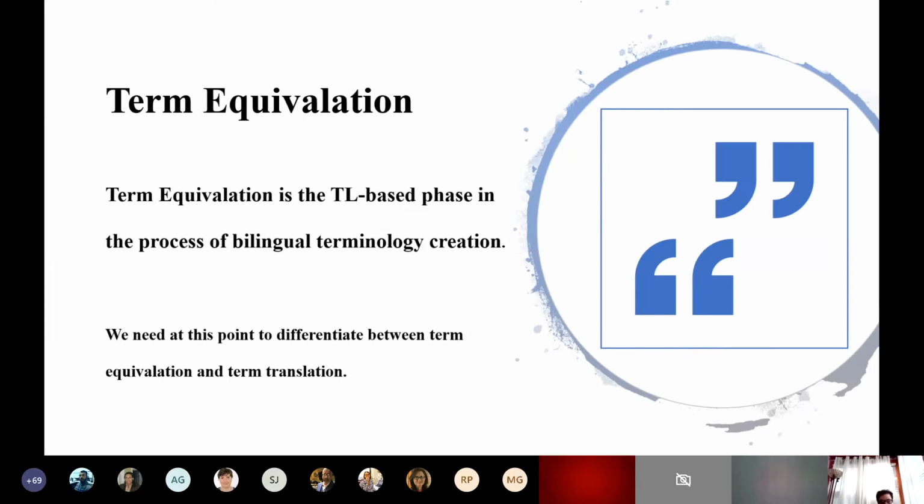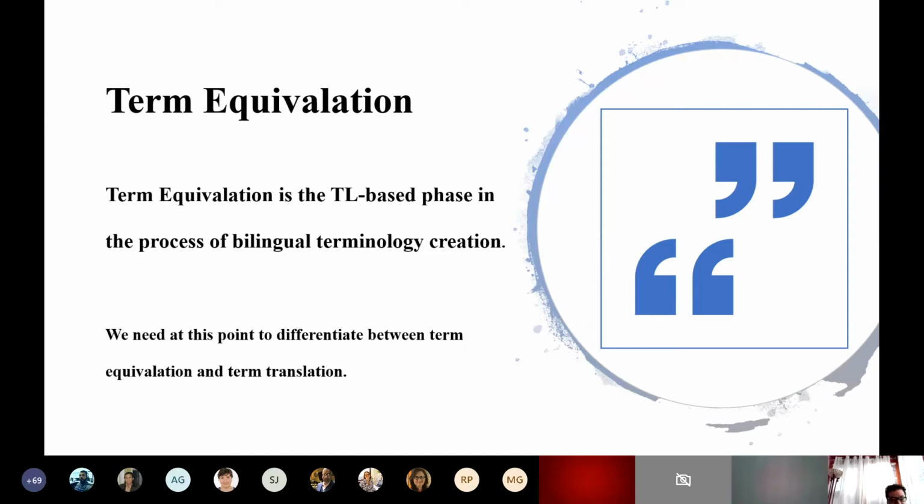Now we move to the second level, which is term equivalation. It is a target language-based phase in the process. But at this point, we need to differentiate between term equivalation and term translation. So I want you to think it over, to guess and speculate about the difference between them, because I avoided using the term translation here. When you talk about terminology, it's different.